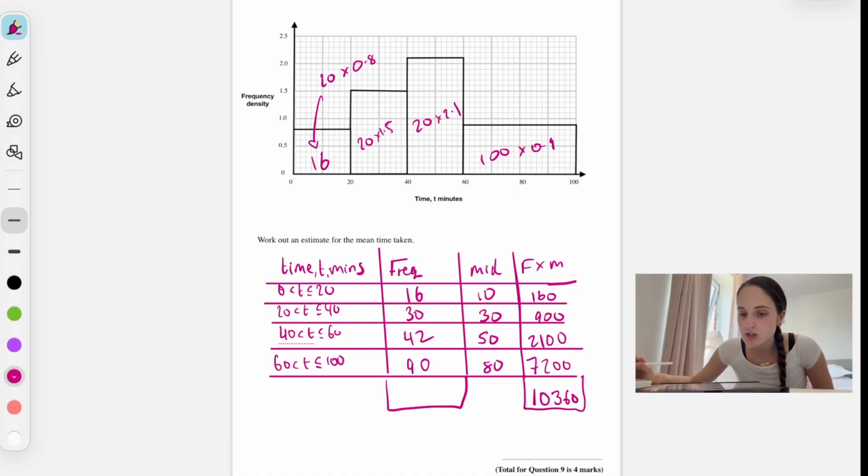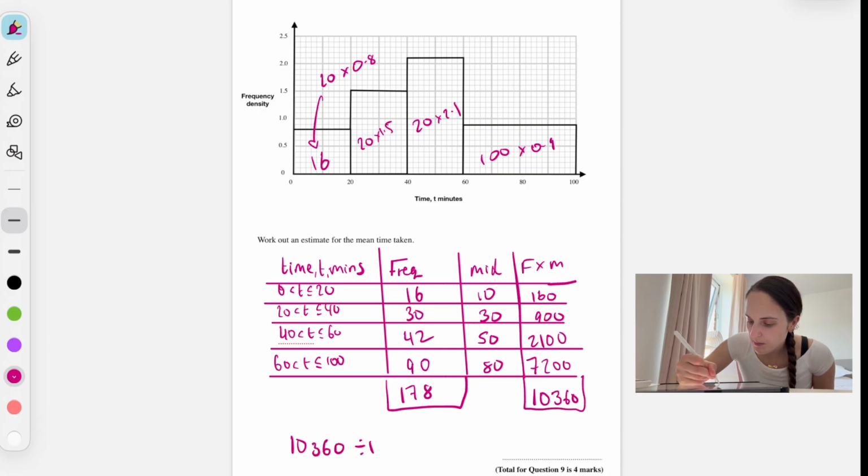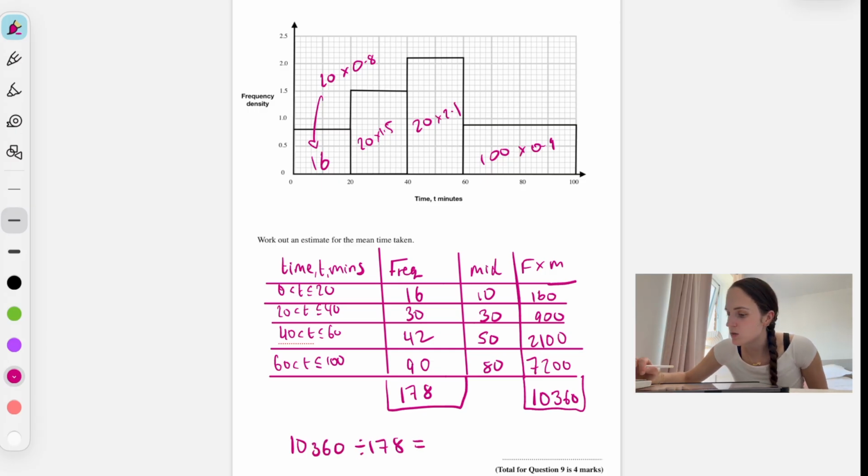So now the total frequency is what all of the frequencies added up is, so I need to add these up to work out the total number of students. So 16 plus 30 plus 42 plus 90, that's going to give me 178. So to work out the mean, I'm going to divide them, so 10,360 divided by 178, and that's equal to 58.2 minutes.